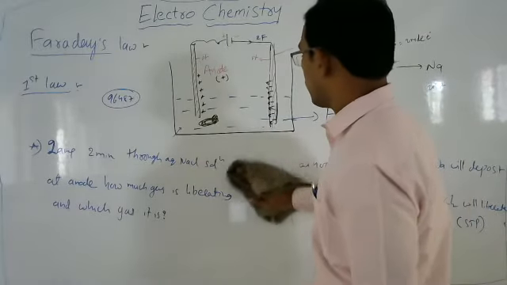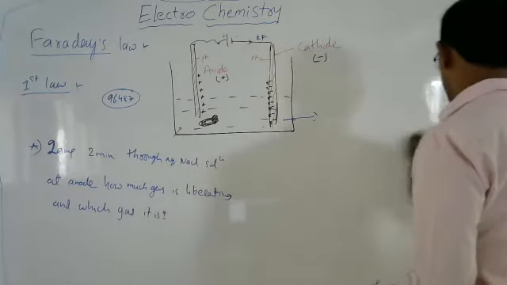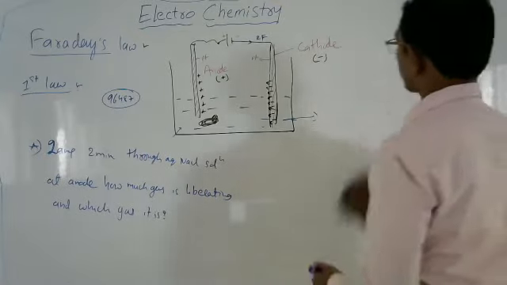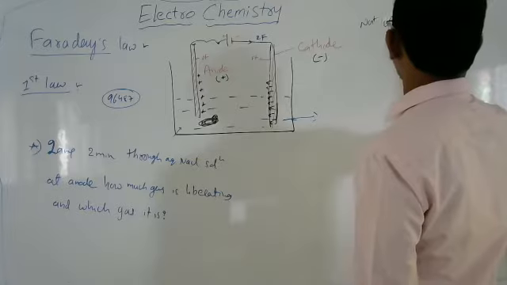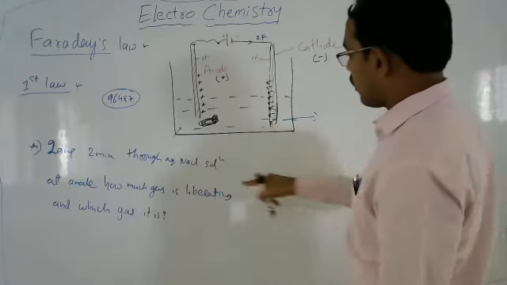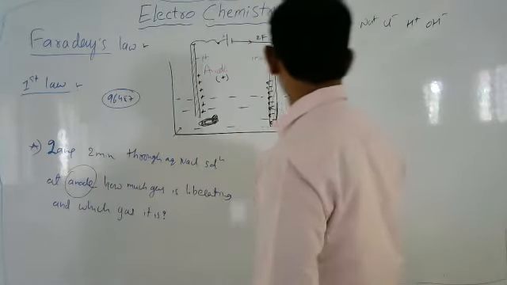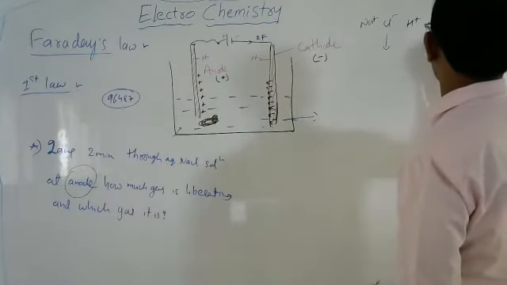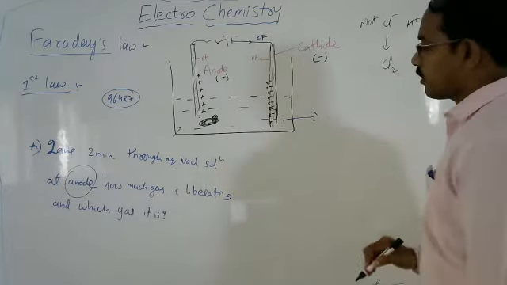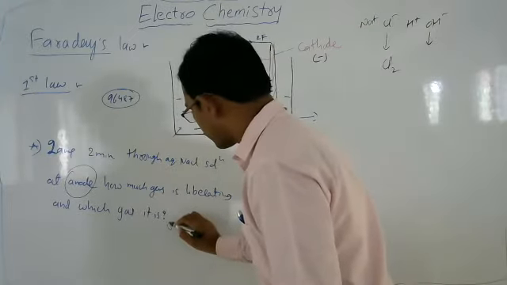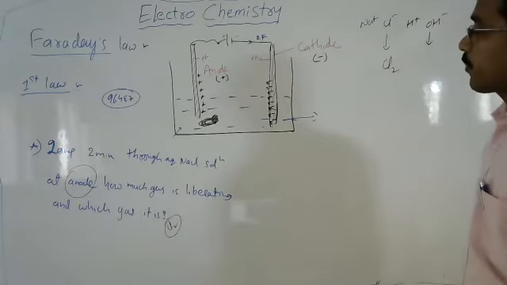In aqueous NaCl we have Na plus, Cl minus, H plus, OH minus. What is being asked here? At the anode. At the anode there is oxidation. Which will get oxidized? Cl minus and OH minus. Cl minus will get oxidized, so Cl2 is forming. The first answer is Cl2. Clear? Next, how much quantity?